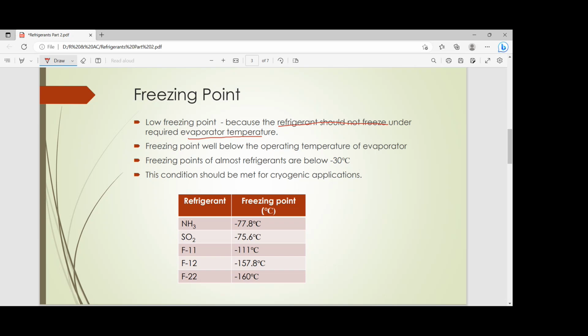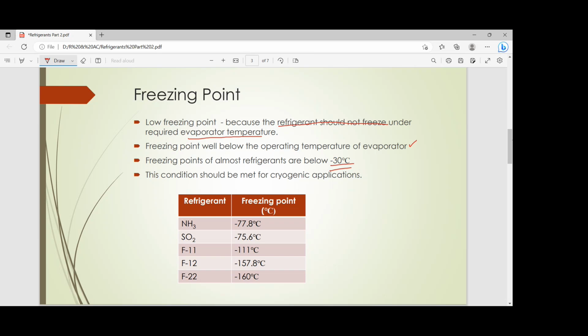Almost all the refrigerants have a freezing point below minus 30 degrees centigrade, and the freezing point should be well below the operating temperature of the evaporator. Say the operating temperature range of the refrigerator is somewhere between 45 degrees and minus 10 or minus 25. I don't want my freezing point to be in that particular range. Say at minus 10 degrees centigrade, if the refrigerant freezes, then it is going to be a headache for me. So I don't want the refrigerant to have a freezing point in the operating temperature range of the refrigeration system.